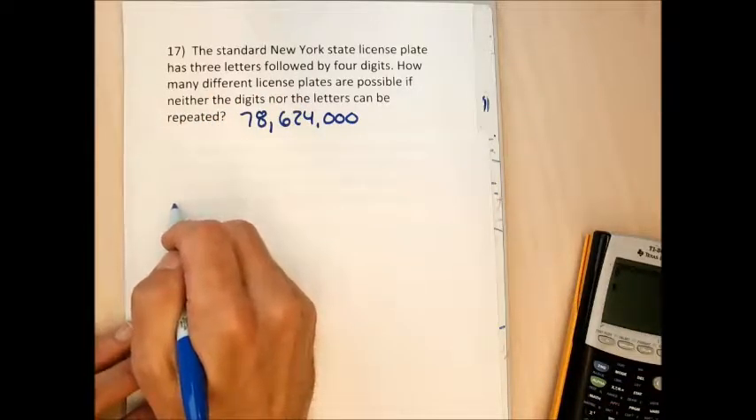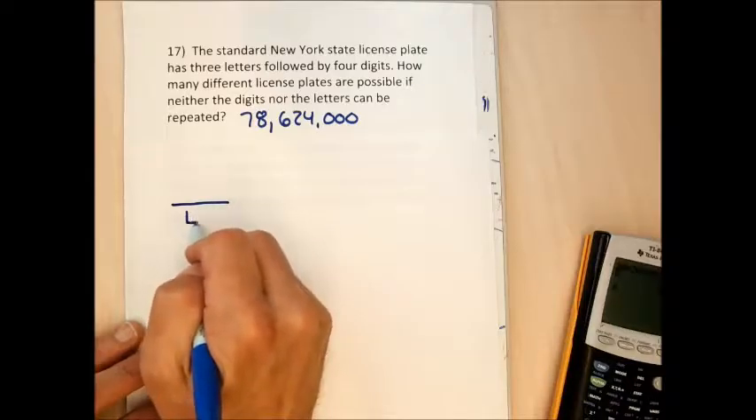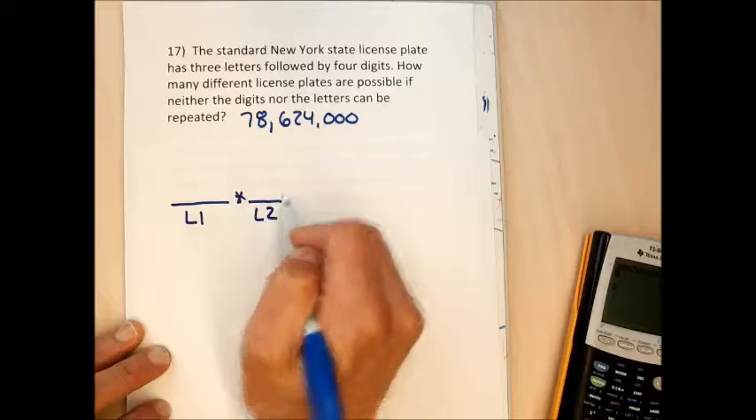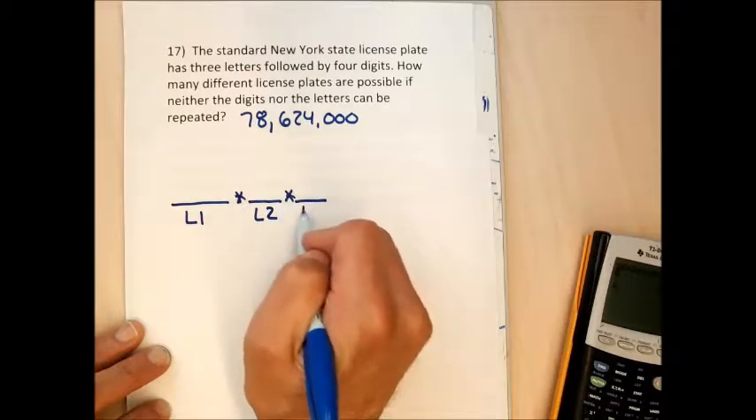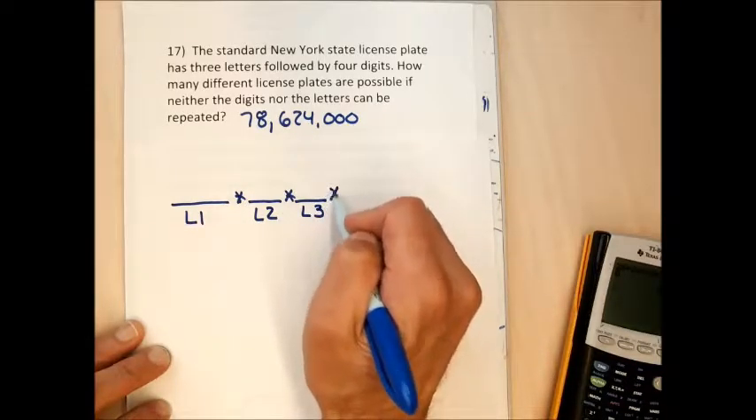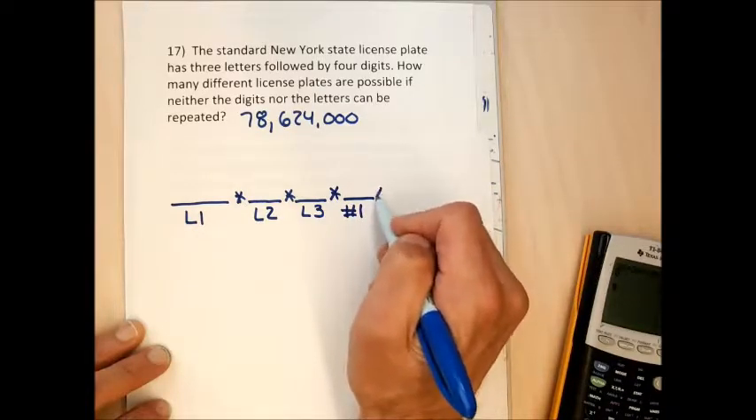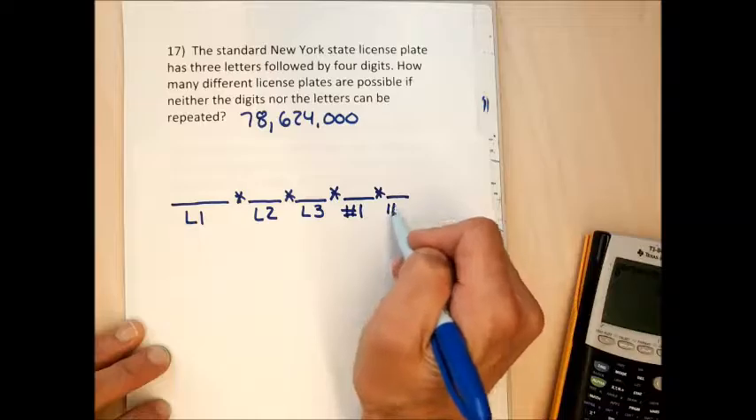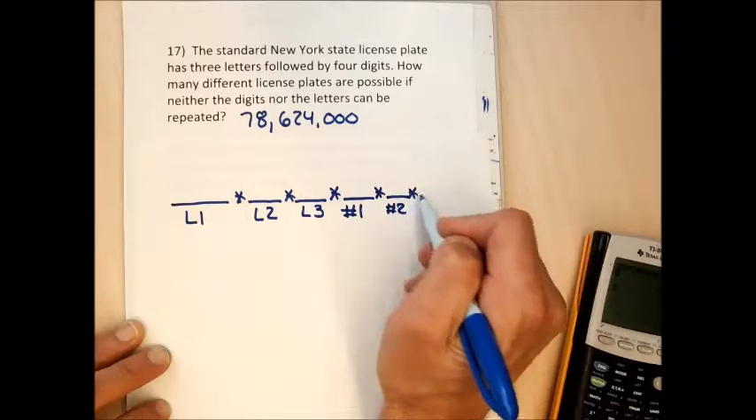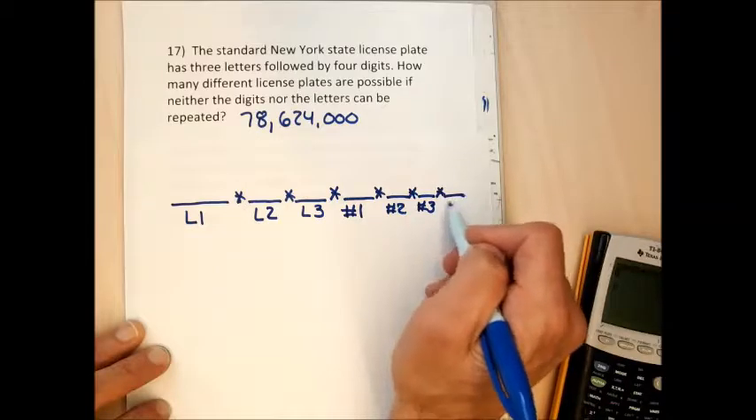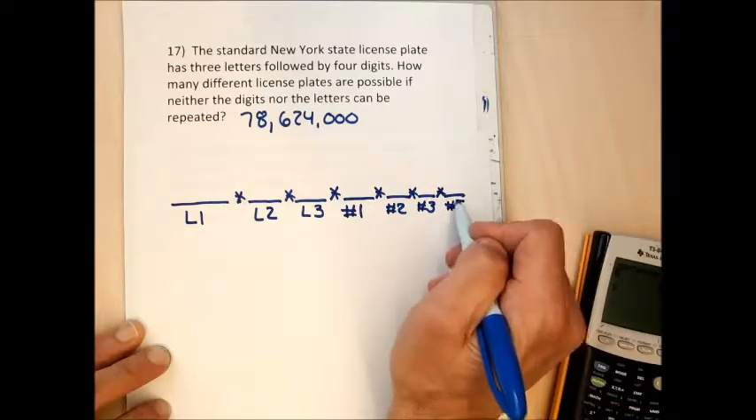So let me work on this, write it down. Experiment 1 is getting letter 1. Experiment 2 is getting letter 2. Experiment 3 is getting letter 3. Experiment 4 is getting number 1. Experiment 5 is getting number 2. Experiment 6 is getting number 3. And the last experiment is getting the 4th number.